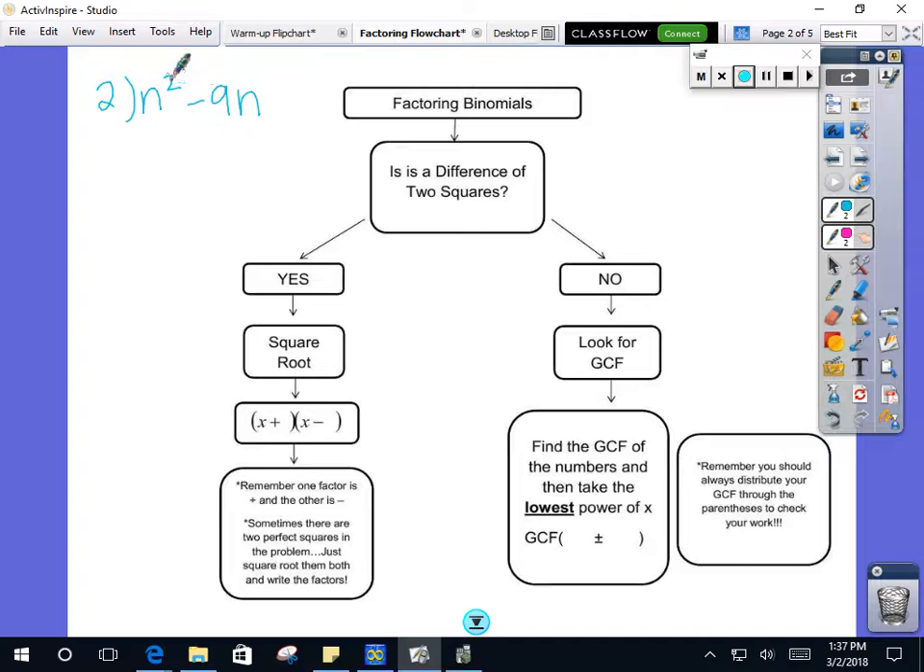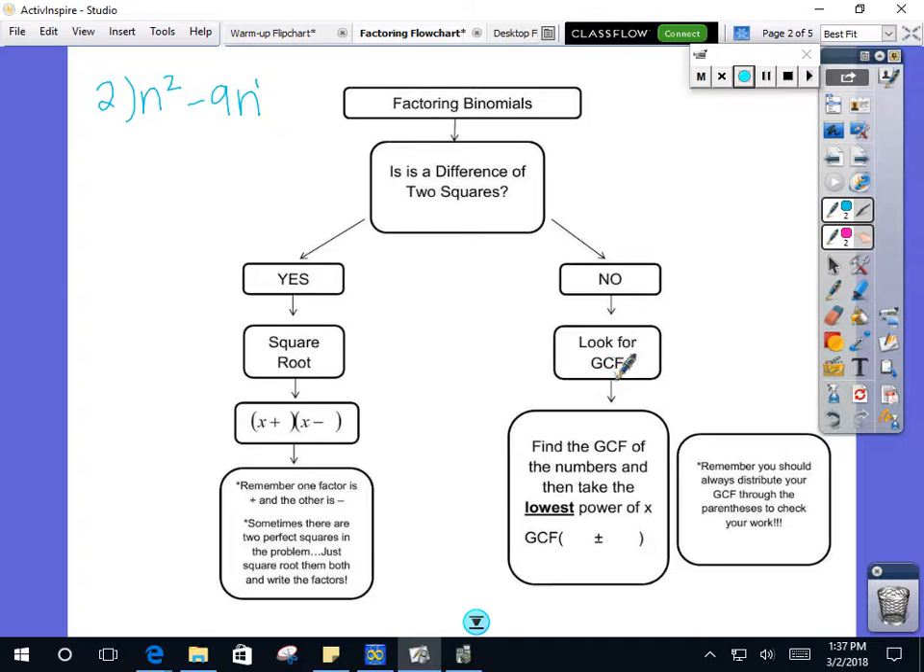N squared is because n times n is n squared. 9 is a perfect square because 3 times 3 is 9. But just an n to the first power is not a perfect square. You can't multiply anything by itself and get n. Because think about it. N times n is n squared. There's nothing that you can multiply by itself and make just an n to the first, right? So we go down this route and we look for the GCF.